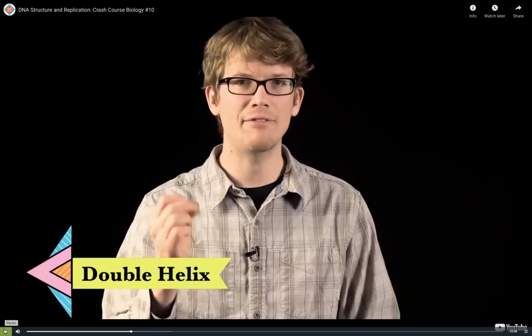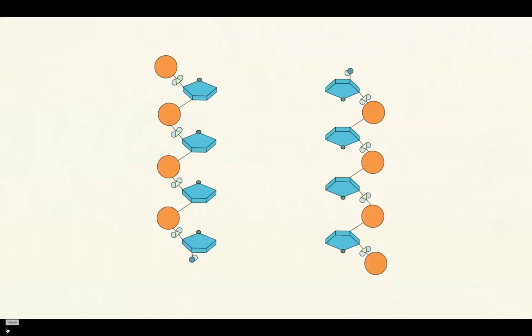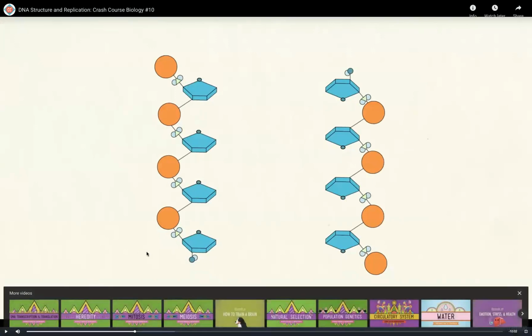And like any good structure, we have to have a main support. In DNA, the sugars and phosphates bond together to form twin backbones. So you've got to think of DNA like a ladder. There's 2 of them. You have your phosphate group, and then you have your deoxyribose. These 2 together form the backbone of the ladder. And then the bases, either adenine, thymine, guanine, or cytosine, will now form the rungs or the steps of this ladder.